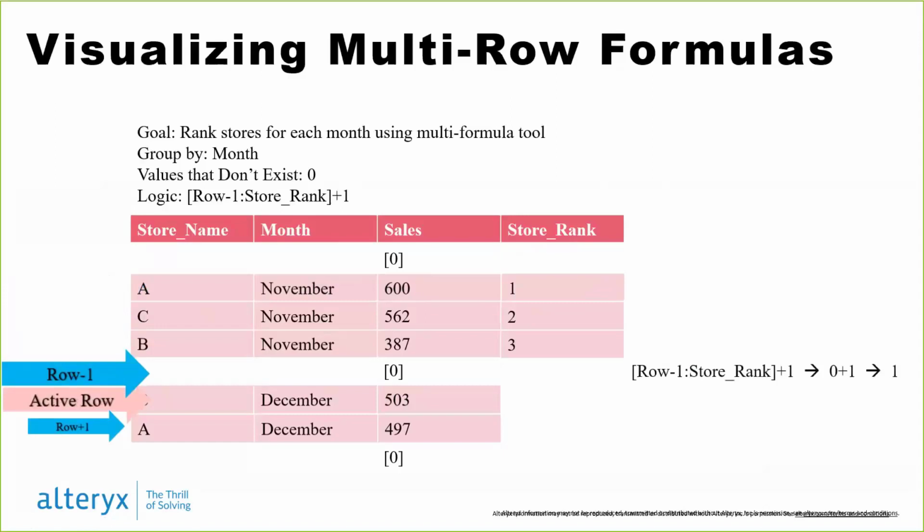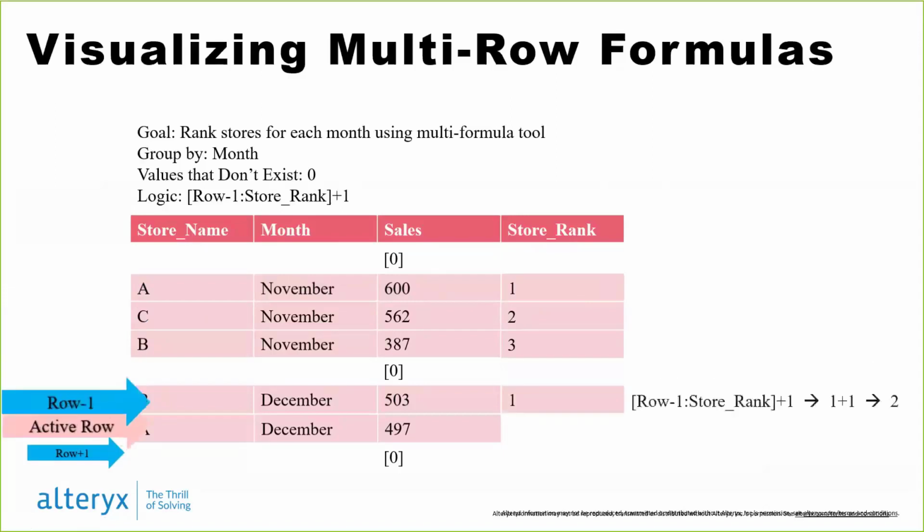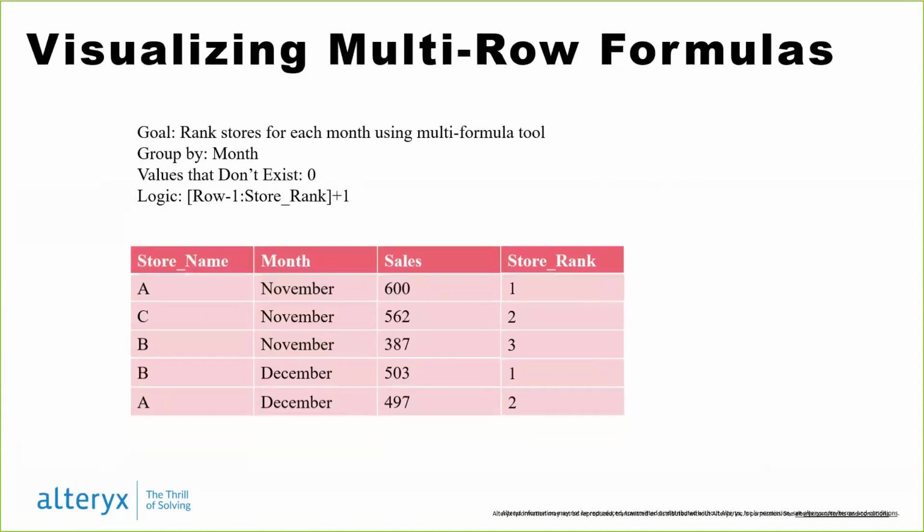Now that we get to December, we told it to group by month, so it's going to start all over again. There were no other stores higher than this in the group of December, so implicitly there's a 0 there. Since there are no higher stores than this in December, we add 1 and start all over again. And you can see that the logic carries on. So finally, when you walk away from this, you have this new store rank top down.